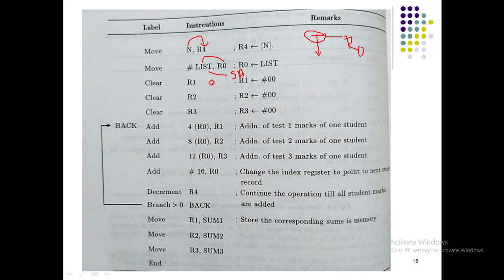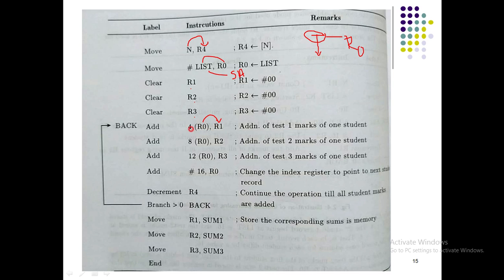Okay. Next, what is the next thing now? We will be doing our operations in R1, R2 and R3. That's why we are clearing them with the number 0. Right. Next, we will be adding. So addition of test1 marks of one student. Whatever the R0 value will be there, that R0 value will be added with your R1 value.